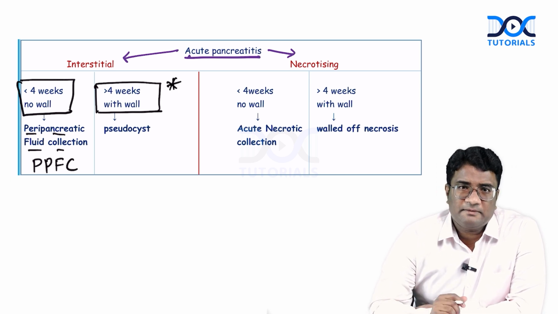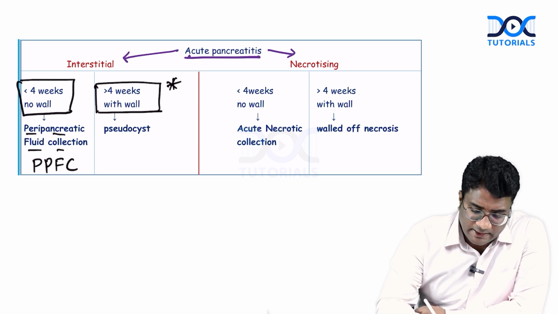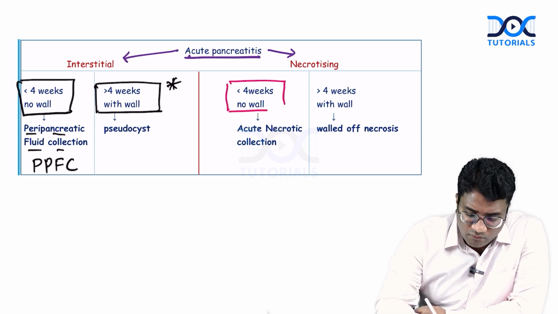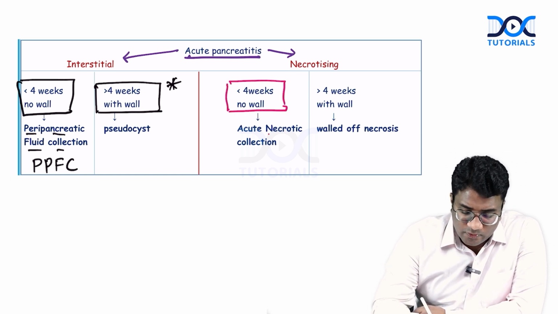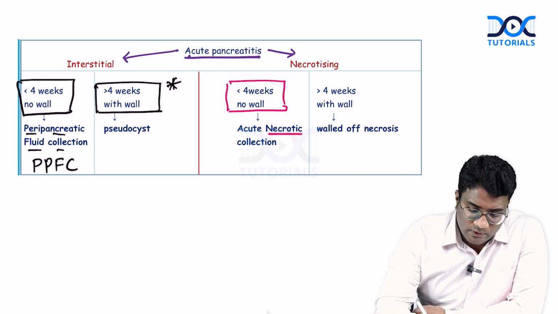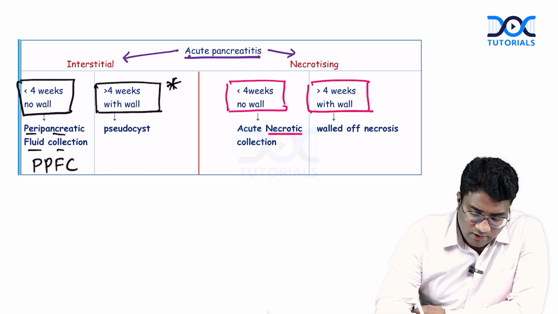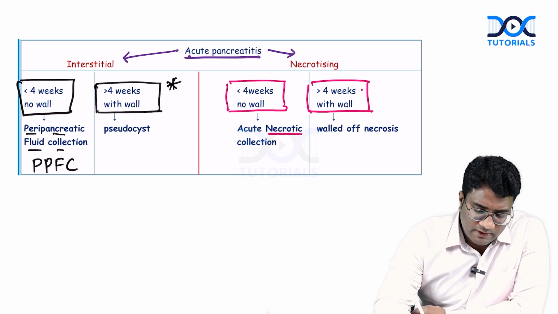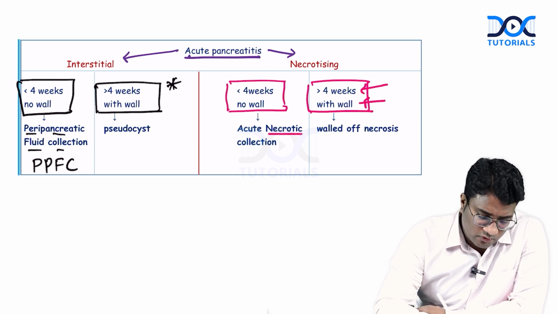But if it is a necrotizing pancreatitis which is less than 4 weeks and without a wall, this is called an acute necrotic collection. Walled off necrosis is one which is more than 4 weeks, has a wall around it. So, remember, more than 4 weeks and wall, they go together. These two go together, right? More than 4 weeks with wall.